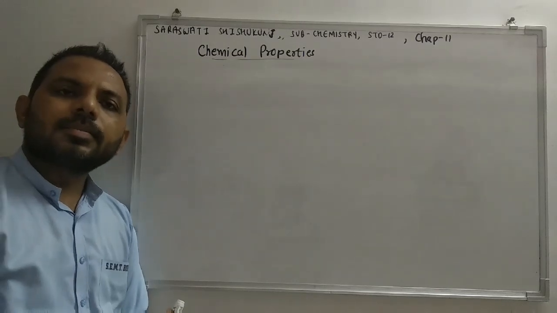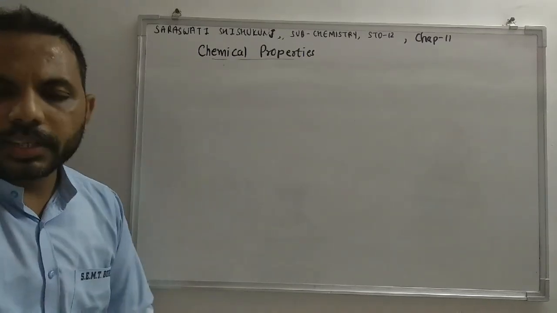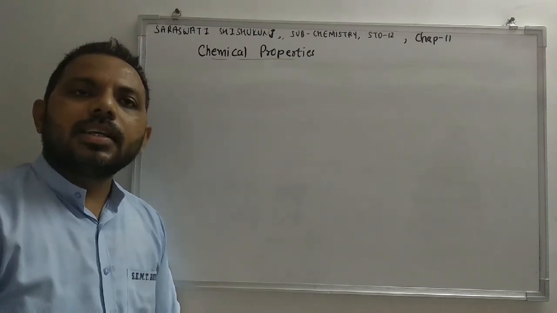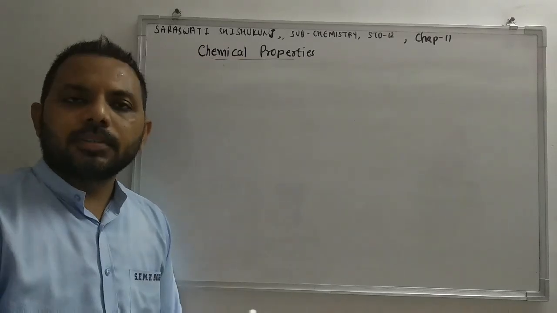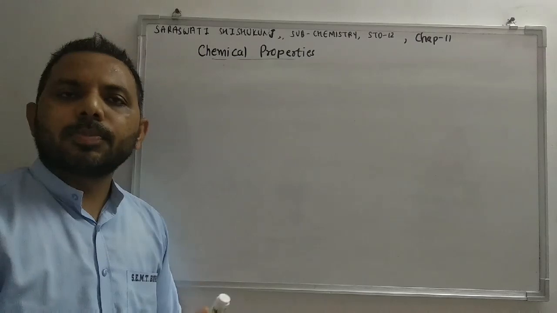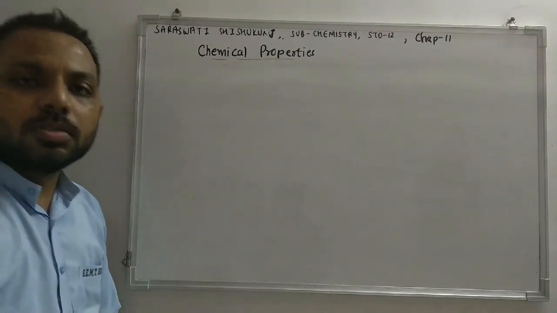Specifically, we can say that alcohol is a Bronsted acid. Now, what is a Bronsted acid? That we have studied in standard 11. A Bronsted acid is an acid which can donate H plus, right? Those compounds which can donate H plus are known as Bronsted acids. So, alcohol is a Bronsted acid.